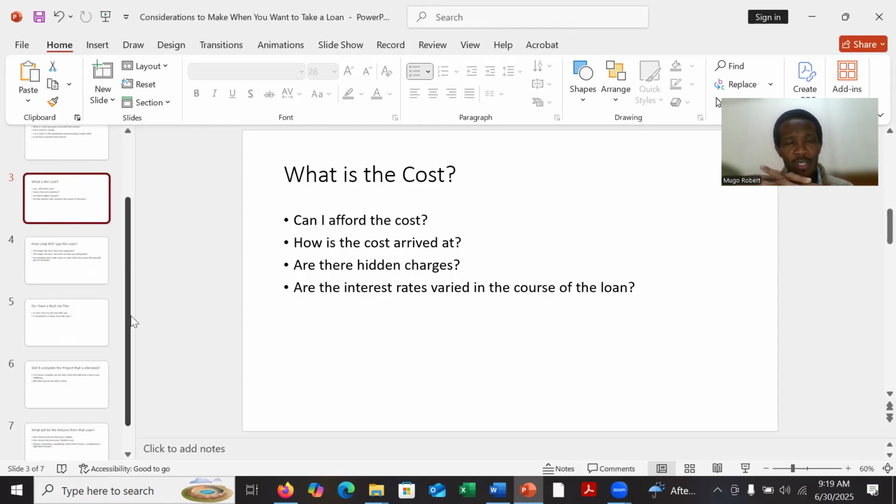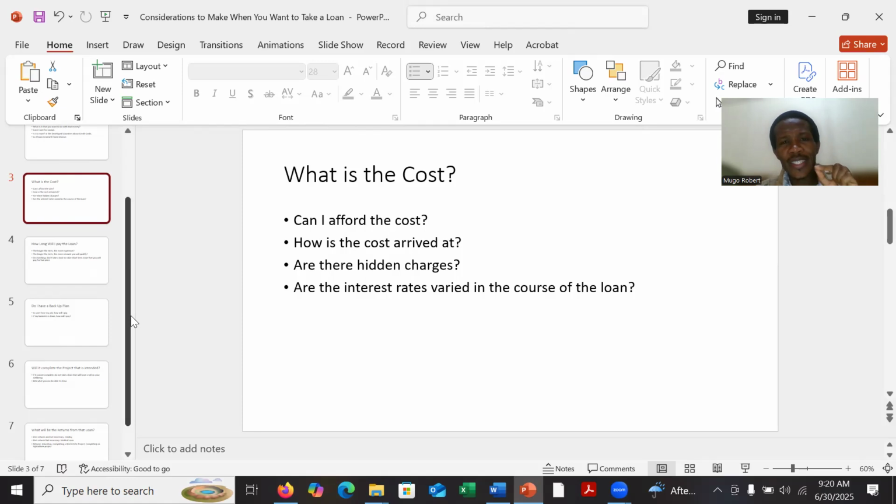I have taught previously about the various costs: interest on reducing balance, interest on straight line or flat rate method, and interest on amortization method. I told you that reducing balance is mostly for SACCOs, amortization is for banks and a few SACCOs. Straight line or flat rate is majorly for asset finance.